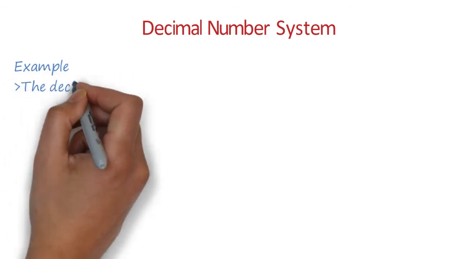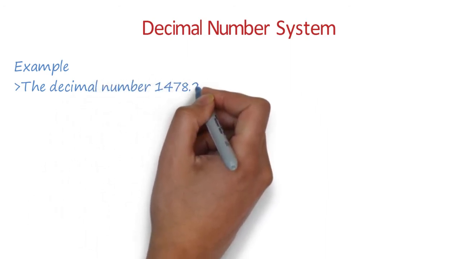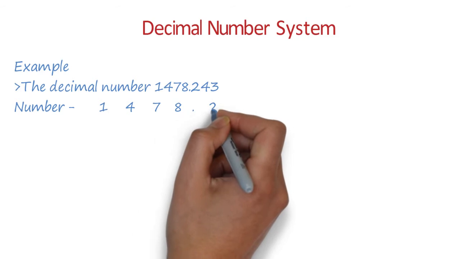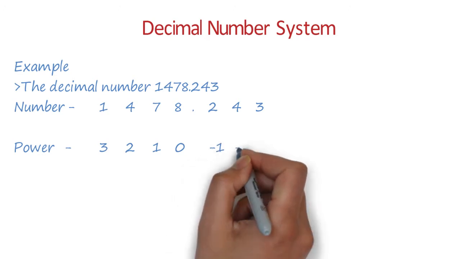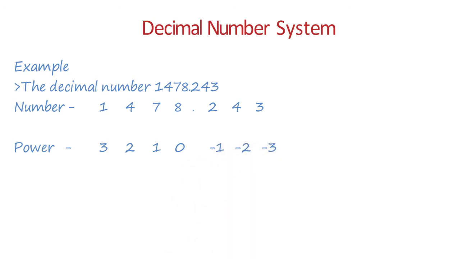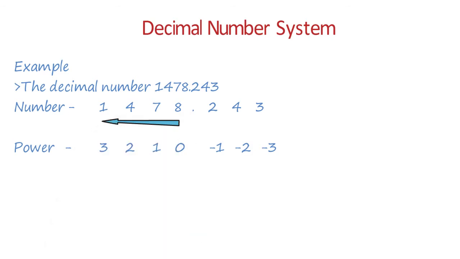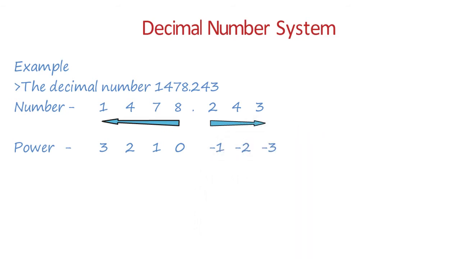Consider an example, the decimal number 1478.243. The integer part of this number is 1478 and the fractional part is 0.243. The digits 8, 7, 4 and 1 have weights of 10 raised to 0, 10 raised to 1, 10 raised to 2 and 10 raised to 3 respectively. Similarly, the digits 2, 4 and 3 have weights of 10 raised to minus 1, 10 raised to minus 2 and 10 raised to minus 3 respectively.